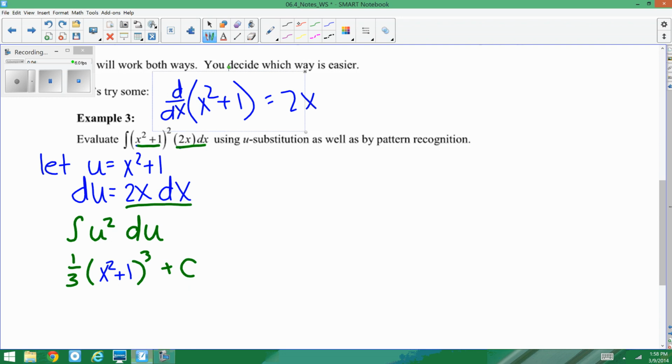The other way is pattern recognition. All right, let me change the color so it's a separate thought.